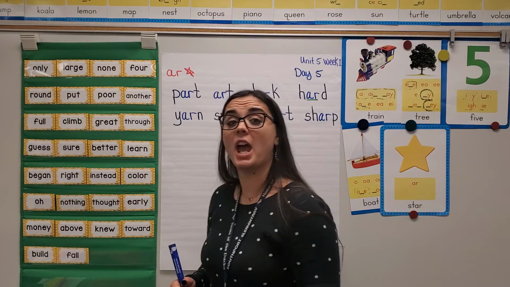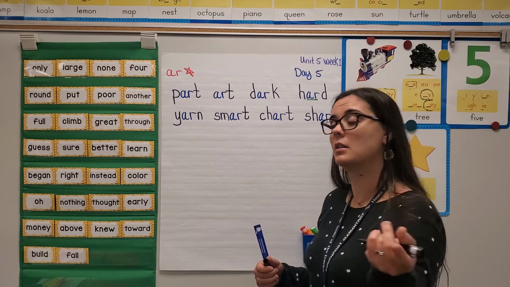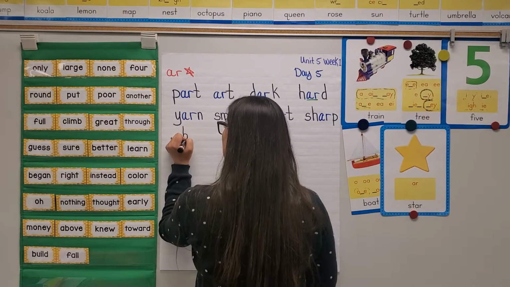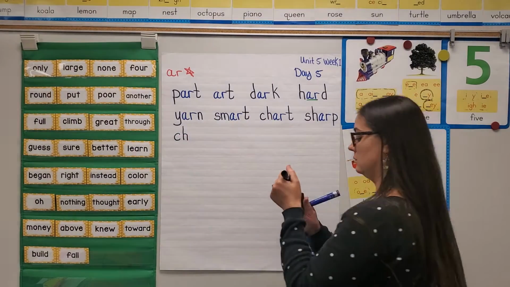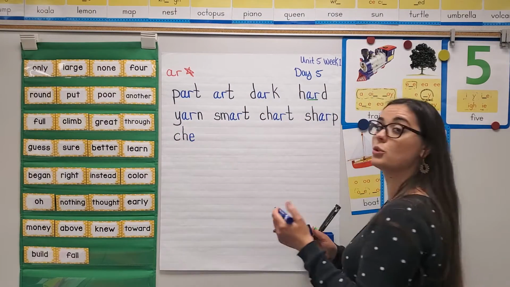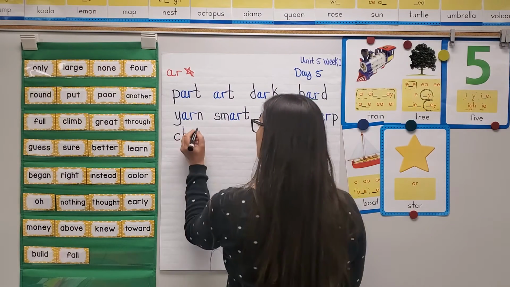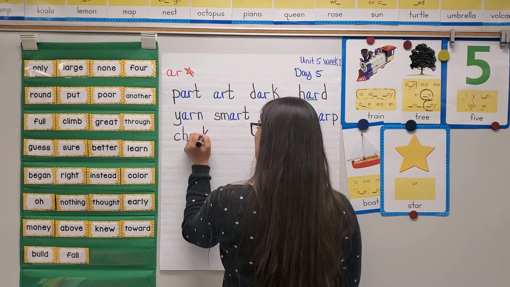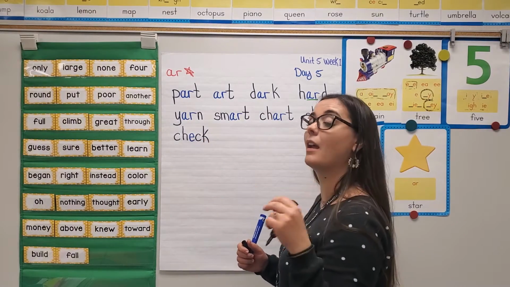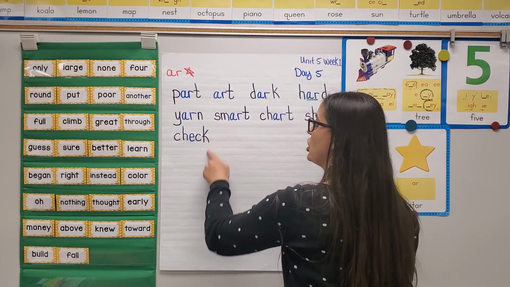And check, your turn. Cha, k, check. So another cha. CH, cha. E, short E, says eh. And CK, or CK, they work together to say ka. Let's blend. Cha, k, check.